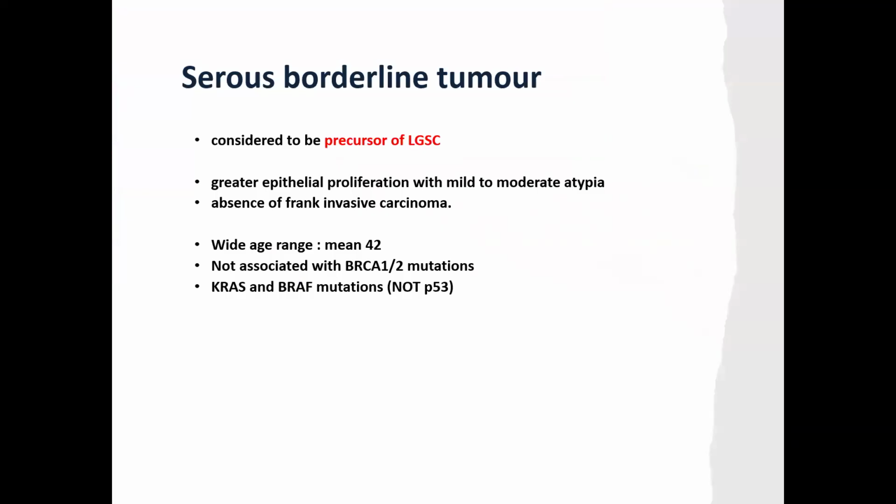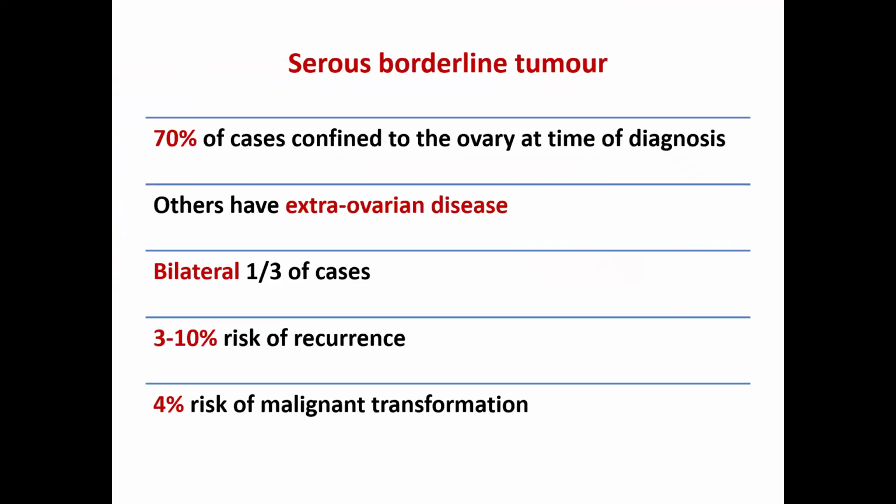The serous borderline tumor is considered to be a precursor for low-grade serous carcinoma. This tumor shows a greater epithelial proliferation than serous cystadenoma with mild to moderate degree of atypia, but there is no invasive carcinoma. It has a wide age range, the mean about 42, not associated with BRCA mutation or TP53 mutation, but has KRAS or BRAF mutations. In about 70% of cases the tumor is confined to the ovary at the time of diagnosis, while others may have extra-ovarian disease.